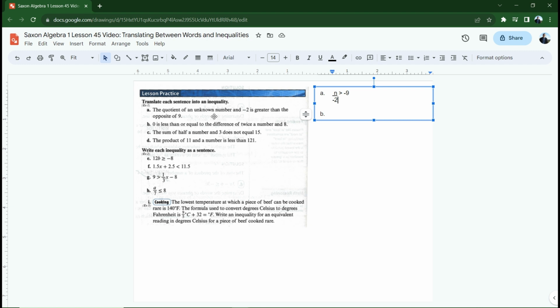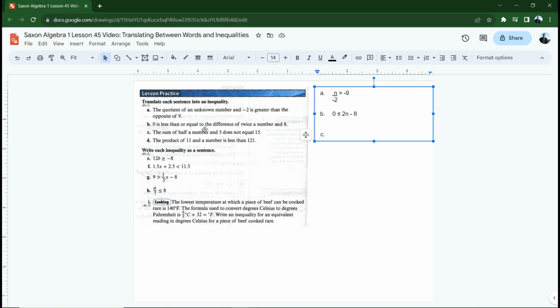The next one, letter B, 0 is less than or equal to the difference of twice a number and 8. Okay, so let's think about that. Twice a number would be 2 times a variable. The difference between that and 8 would be 2 times the variable minus 8. How about this? 0 is less than or equal to the difference of twice a number and 8.